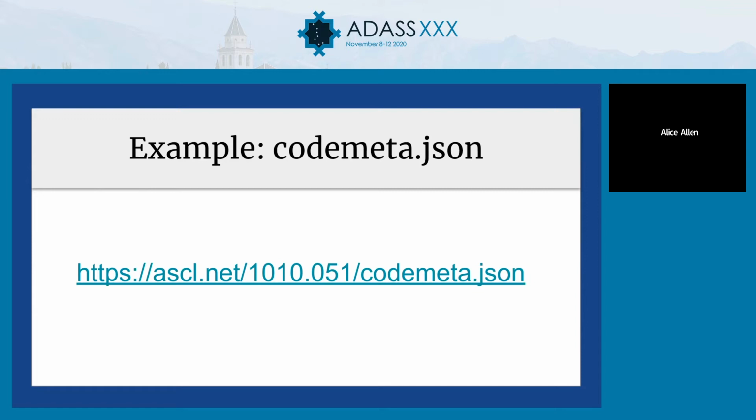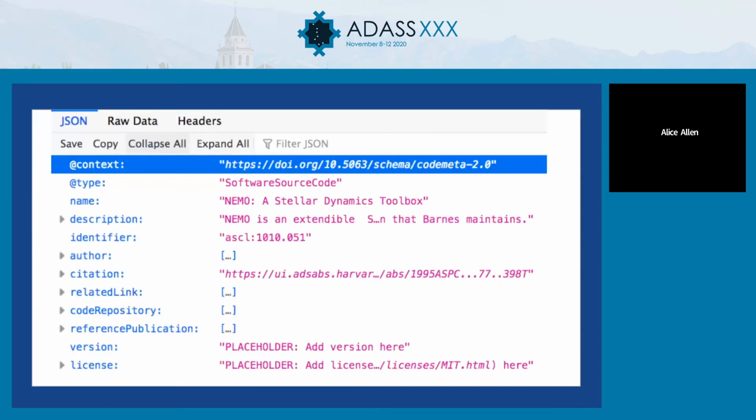So that's what the URL looks like with the addition of the /codemeta.json. So this is all collapsed, so you can see what fields are there. We include fields that we don't have, such as license, because we want you to add that information to the codemeta.json file. That makes the file much more useful.